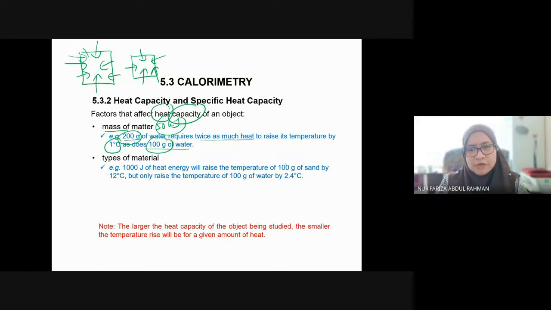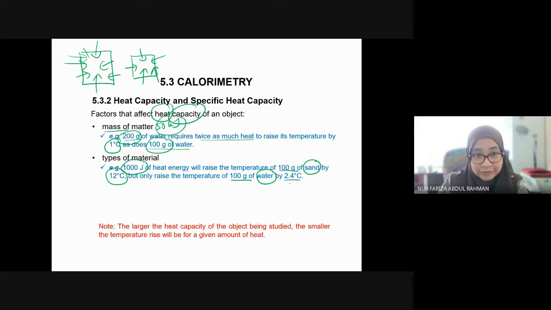For example, if we are comparing sand dengan water, okay, both of them have the same mass. Mass yang sama, and then kita bagi 1000 joule of heat. Heat, energy yang kita bagi pun sama. However, dia punya acceptance is different. Okay, alright, bila kita give this amount of energy to sand, dia punya temperature increase by 12 degrees Celsius. Tapi kalau kita bagi dekat water, the temperature increase by 2.4 degrees Celsius.